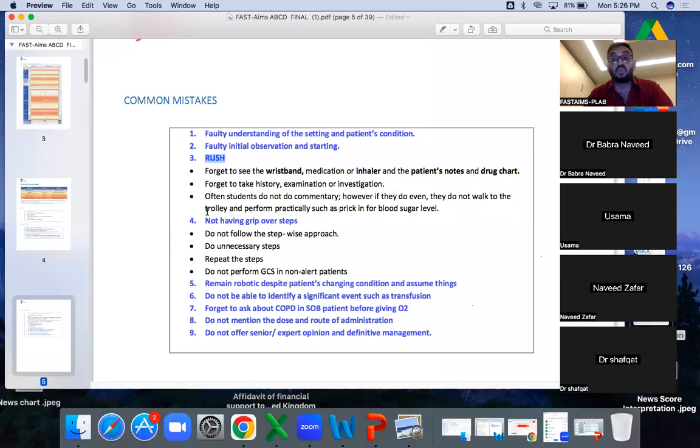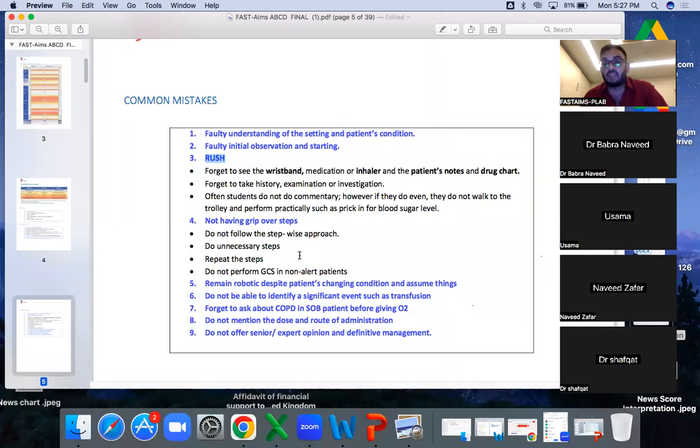Similarly, you do not go to the trolley, do not pick the things from the trolley, and you assume the things. So these are very common mistakes people make. So be aware of that. Similarly, not having grip over your steps. Sometimes you do not have a grip over the A, B, C, D approach, it should be like reflexes. Then you do not follow the stepwise approach, and you are doing unnecessary steps that are not needed.